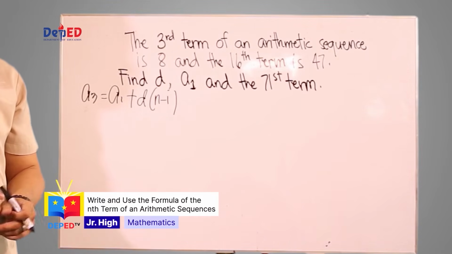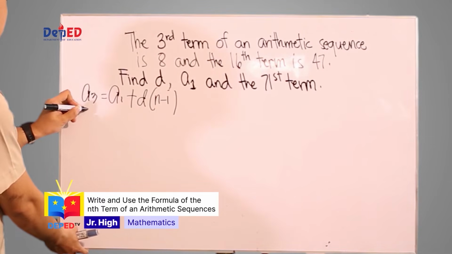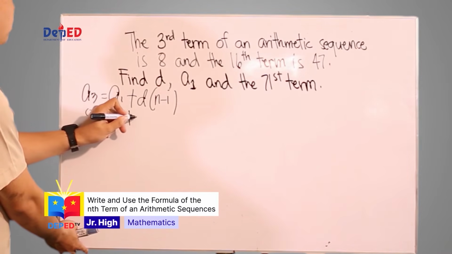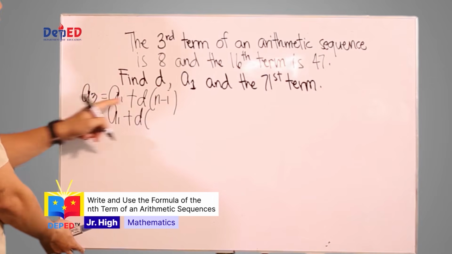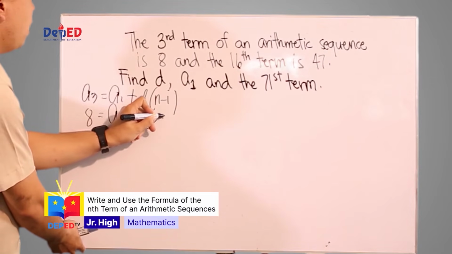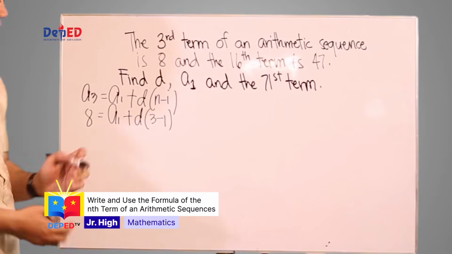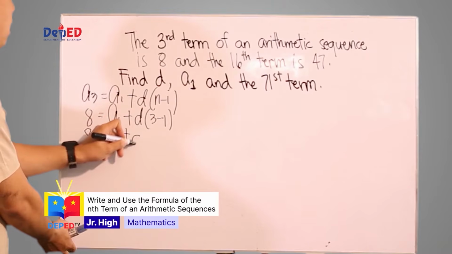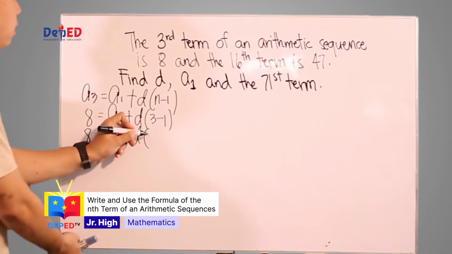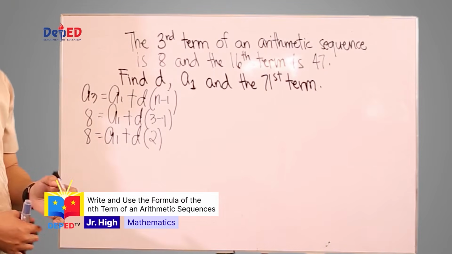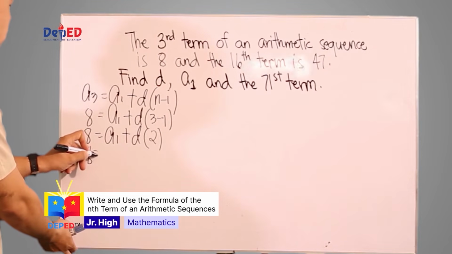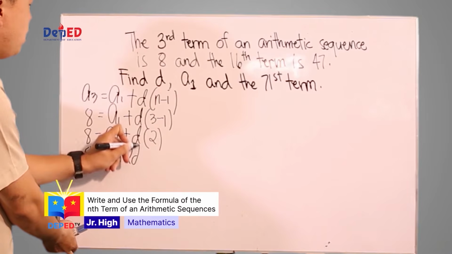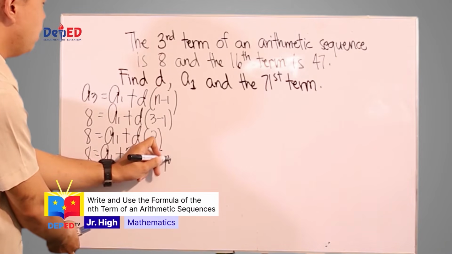Next, using the value of a sub 3, we will use 8 is equal to a sub 1 plus d. For n, we will use 3, so that's 3 minus 1. Next, you have 8 is equal to a sub 1 plus d times 3 minus 1, that's 2. Then, you have 8 is equal to a sub 1 plus 2 times d, that's 2d. This will be our equation 1.